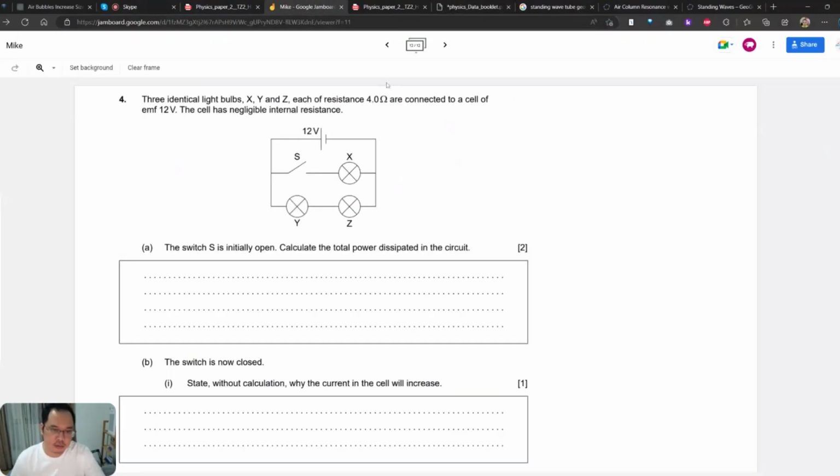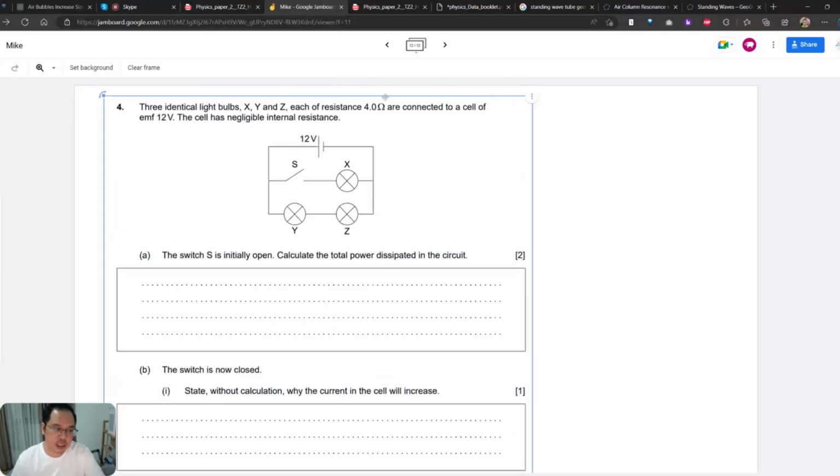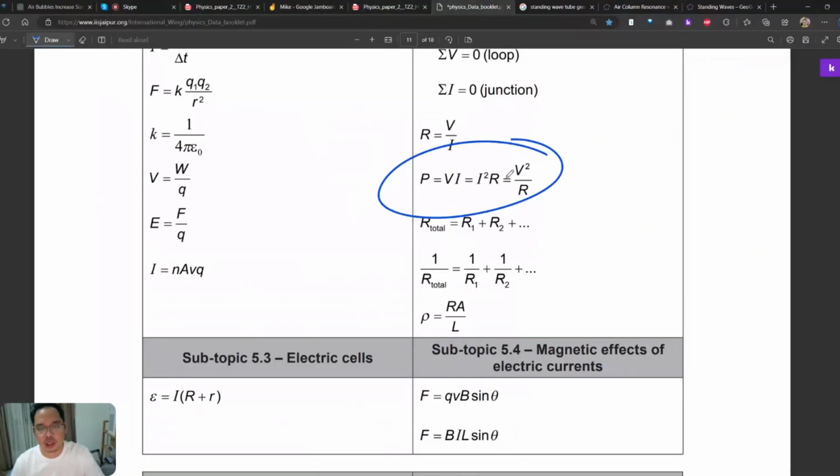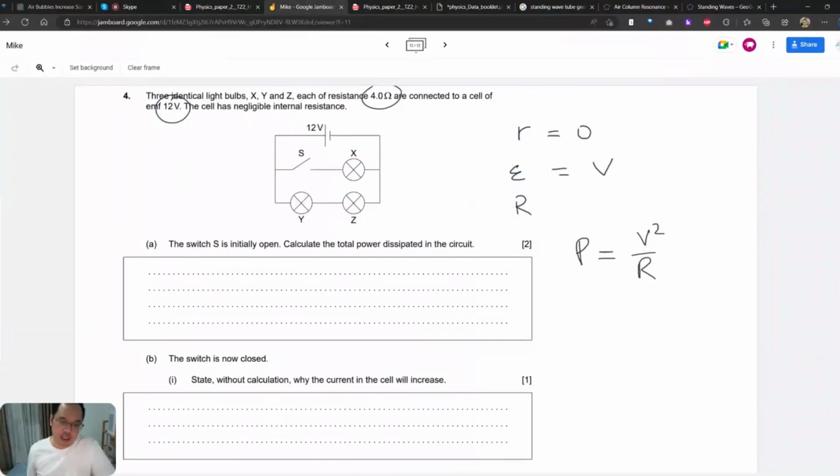Power, what do we have? Resistance and EMF. Because internal resistance is 0, the EMF is equal to the voltage. We also have the resistance, and therefore for the power, we should choose the formula V squared over R among the three: VI, I squared R, and V squared over R. Choose the third one. Is the total resistance 8 ohm? Yes, R is 8. 18 watts.